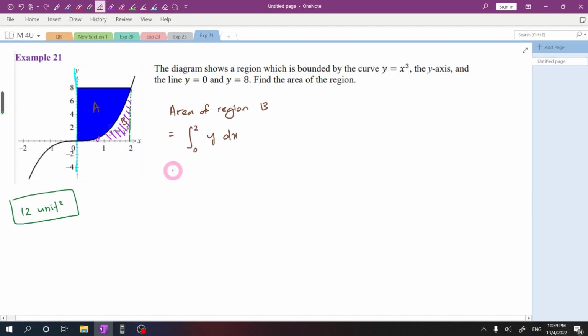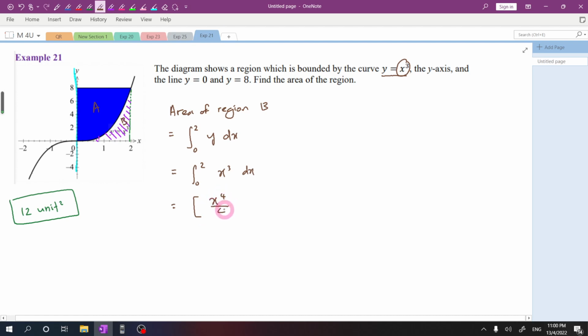0 to 2. So this time no problem. Since this is y, we don't have to change the subject. y is equal to x cubed, right? So we just bring this whole thing go in here. x cubed dx. Now we can start to do the integration.